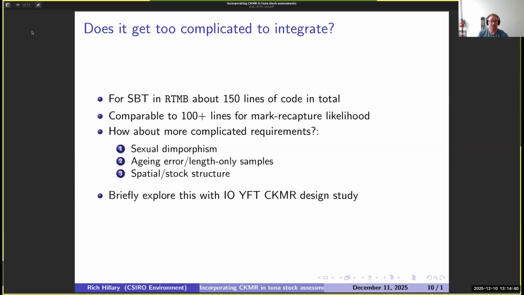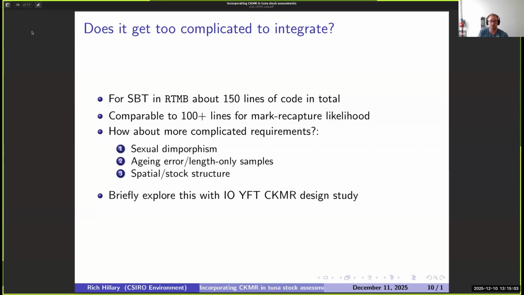How about the more complicated stuff? Well, the sexual dimorphism, it doesn't really move the needle for SBT, but I suspect that's just not going to be the case for almost anything else. What about aging error and the fact you've got length-only samples? So we have a mix with the SBT, and when you only have the adult length, you've got to integrate across that, but that could be more systematic in other examples. And we don't have spatial stock structure.